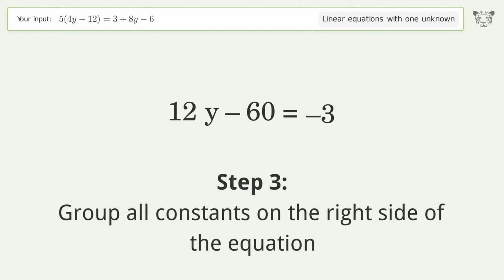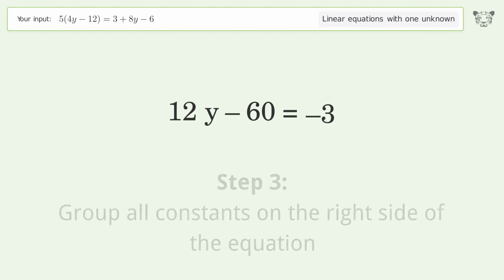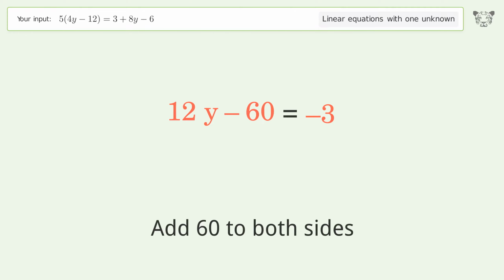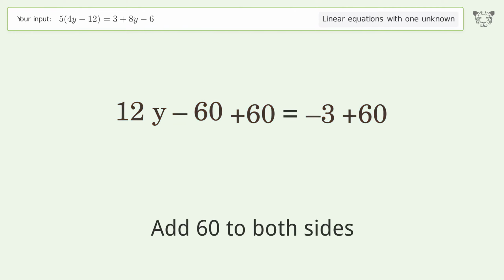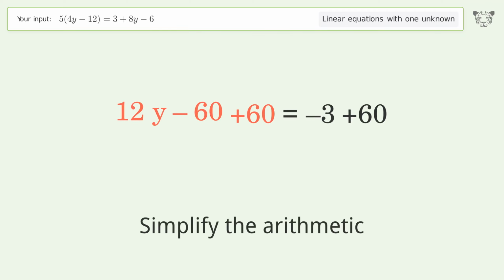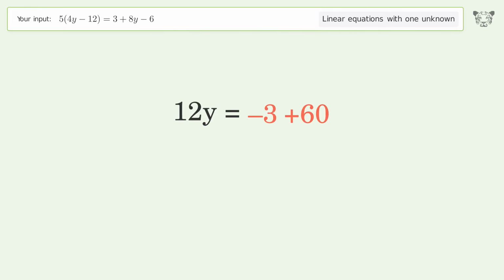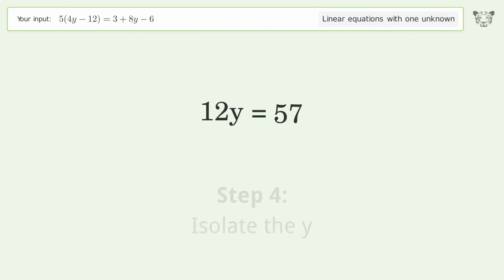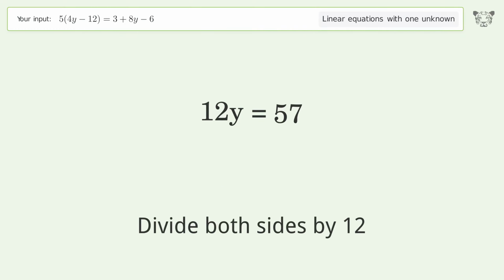Group all constants on the right side of the equation. Add 60 to both sides. Simplify the arithmetic. Isolate the y. Divide both sides by 12.